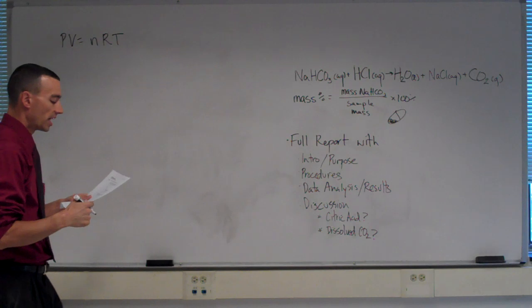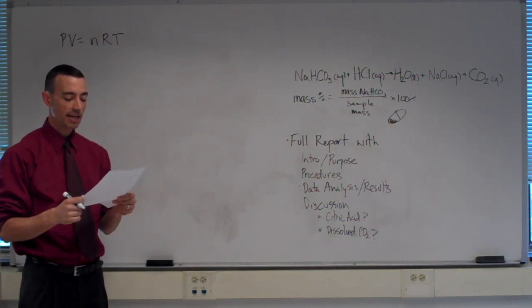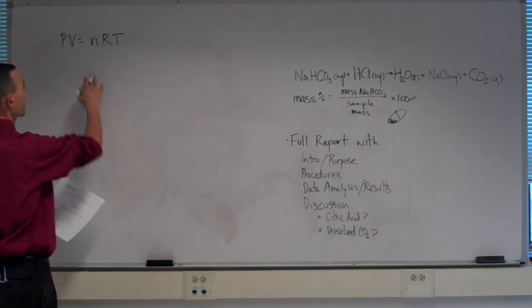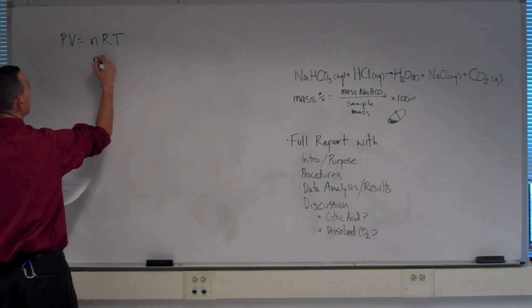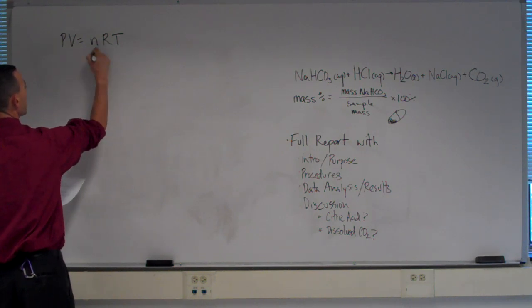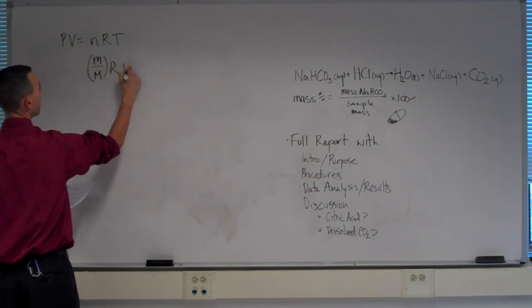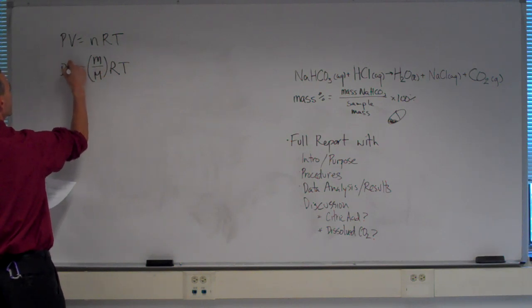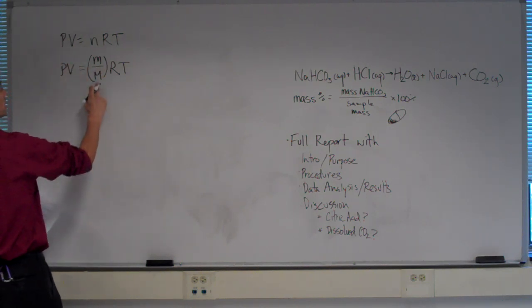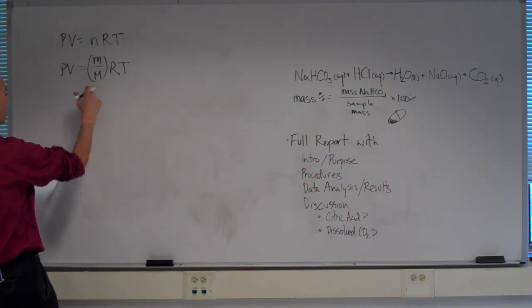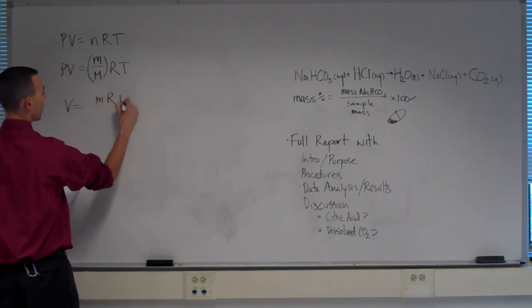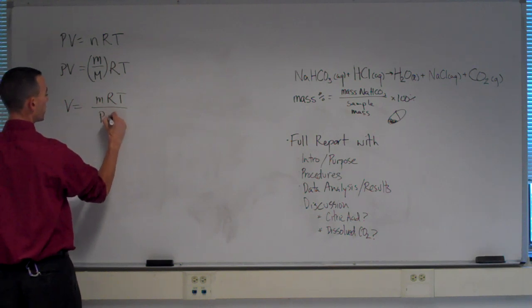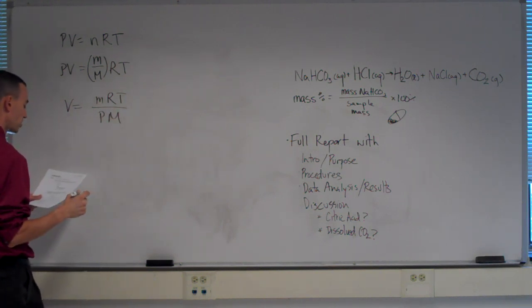But given that it's giving you the mass of a carbon dioxide sample, you could either first solve for moles, or convert that mass to moles, or you could use the substitution that moles is little m, mass, divided by capital M, molar mass, times RT. So we can manipulate this to solve for the volume. It would be little m mass RT over the pressure and molar mass.